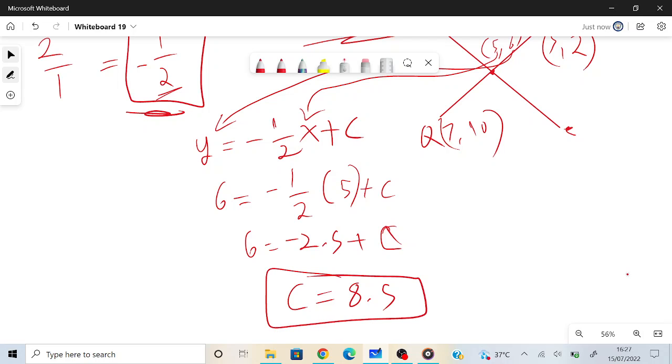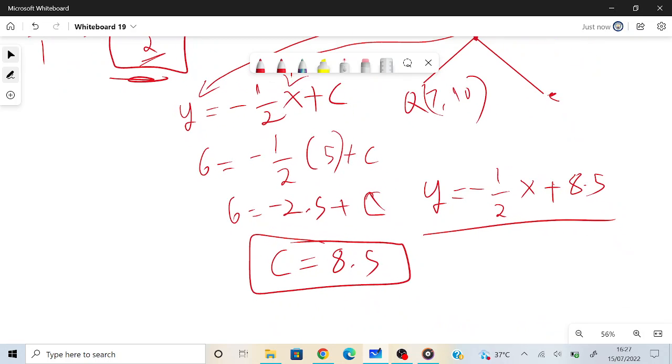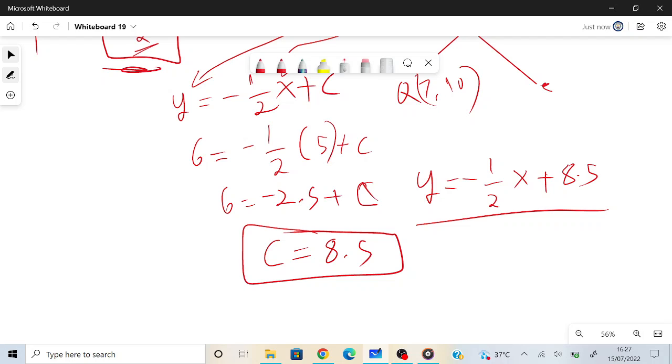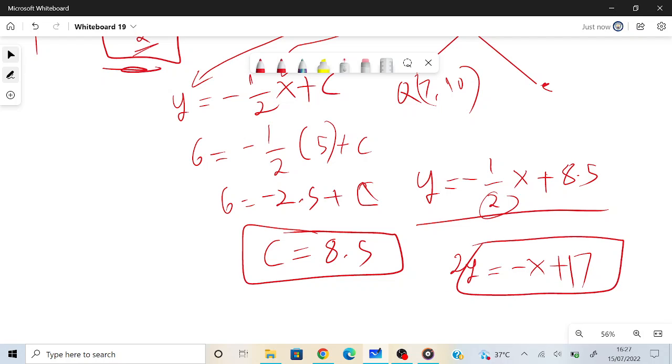So now we can write our final equation of the perpendicular bisector, which is simply y equals minus half x plus 8.5. You can leave your answer like this, or you can simplify it even more by multiplying everything by 2 in order to get rid of the fraction. Doing that, you would have 2y equals minus x plus 17. Both answers are valid and correct and should get you your marks.